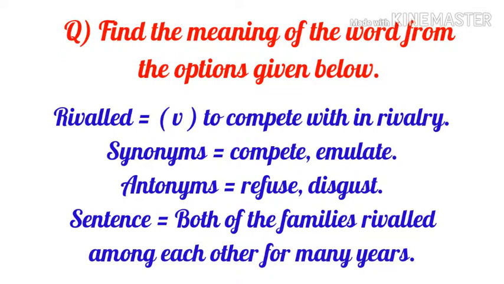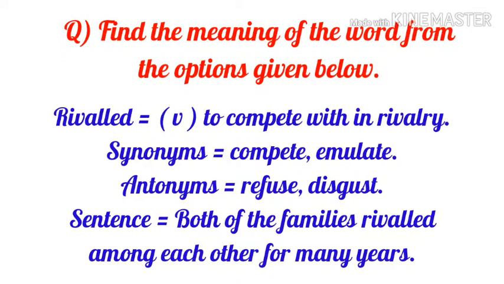Your friend may also be your rival. In the competition you have rivalry, yes or no? So these are known as rivaling here. So it is used in the verb form. Let us see the example. Both of the families rivaled among each other for many years. That means both the families had rivalry among each other, and it continued for many years. Okay, that means to have competition among one another. Clear? This is the meaning of the word rival.